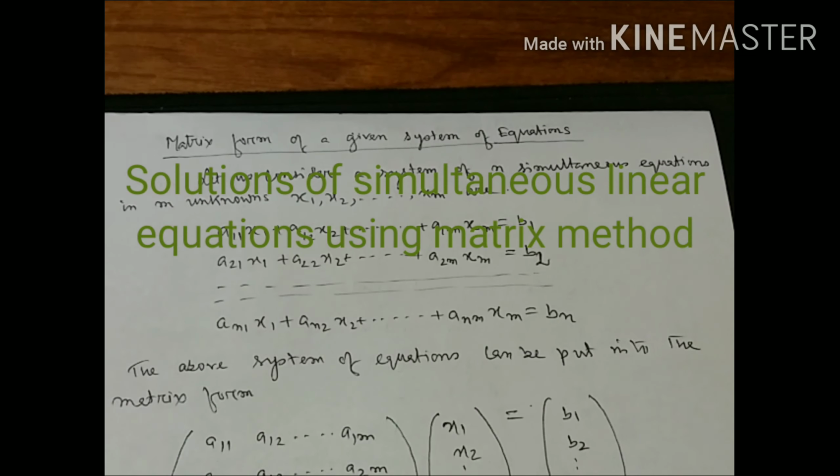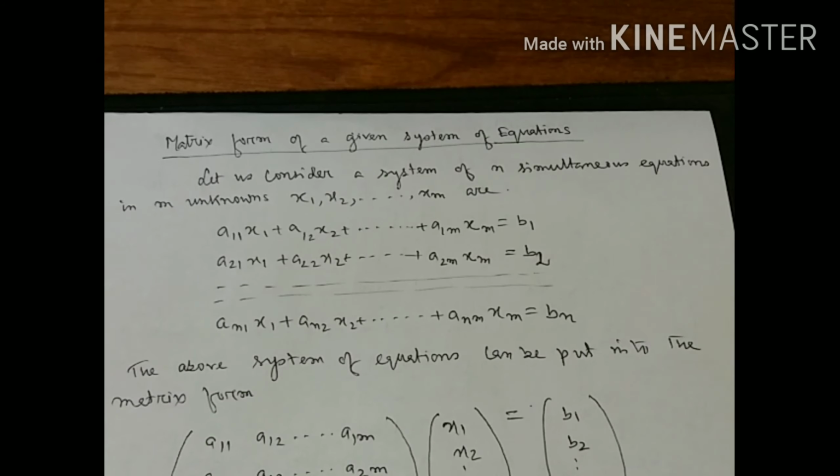Good morning students. In today's class we will learn how to solve simultaneous equations, homogeneous as well as non-homogeneous, by elementary row transformation and other methods. First we will reduce the system of linear equations into matrix form.